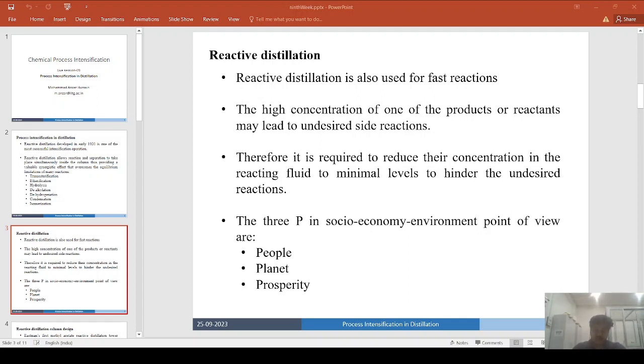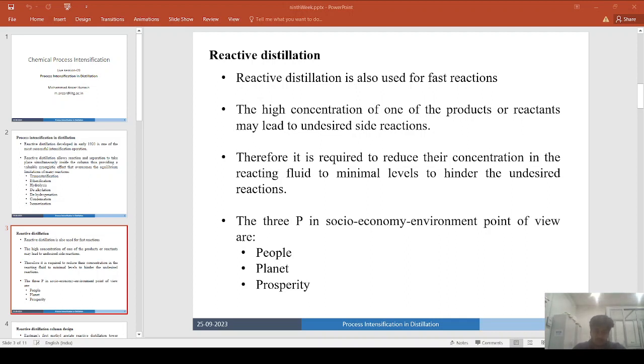And the reactions in reactive distillation considered include heterogeneous catalysis reactions, homogeneous catalysis reactions, and thermal reactions, which are non-catalytic because it is thermal. So you directly provide whatever heat energy is required to cross the energy barrier. Such reactions reactive distillation can also handle.